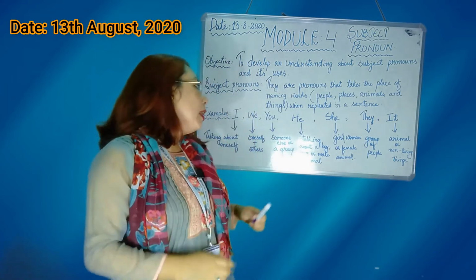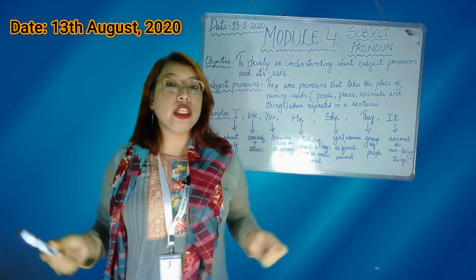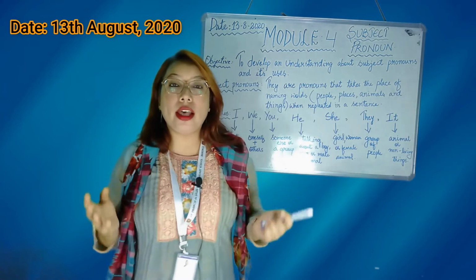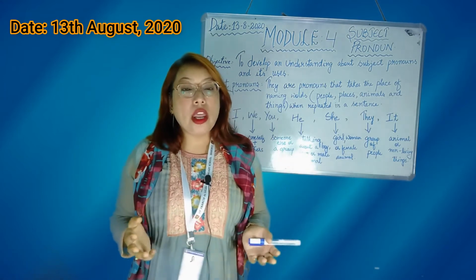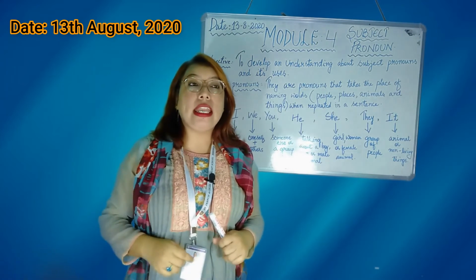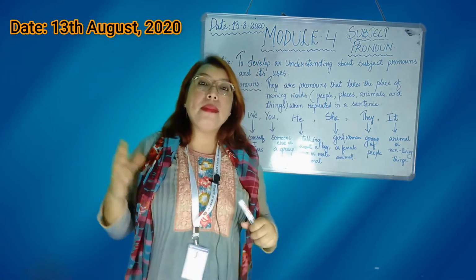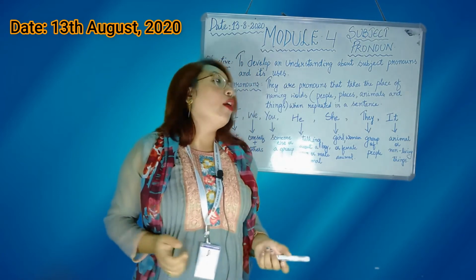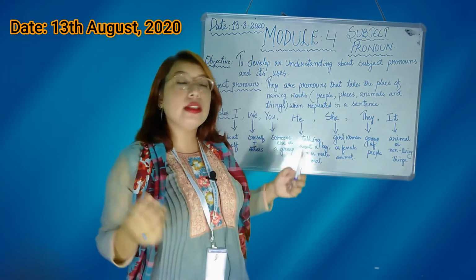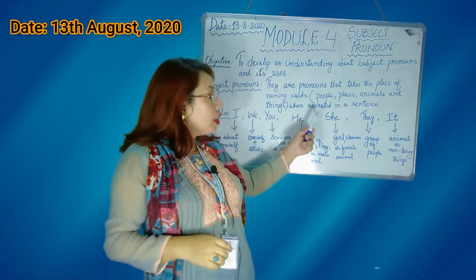Now, she. Another subject pronoun is she. She is used for whom? She is used for girls or women or even female animals. Now students, animals are also male and female, right? Male and female animals are there. For male animals we use he, that means boy animals we use he, and for girl animals we use she.